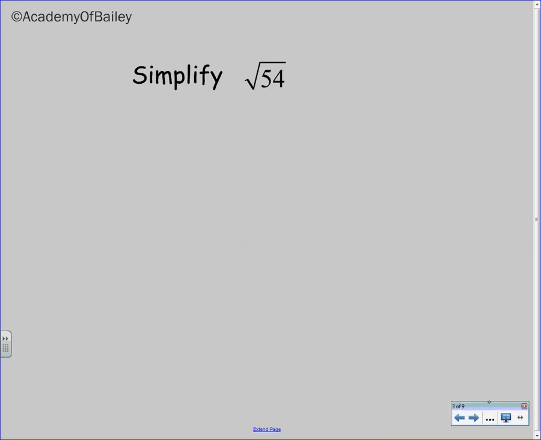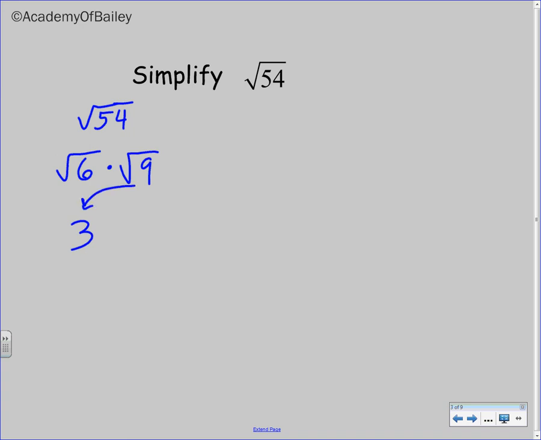Square root of 54. Well, square root of 54 breaks down into the square root of 6 times the square root of 9. Well, 9 is a good one for us, right? That's a perfect square. What's the square root of 9? 3. And what's the square root of 6? There is no perfect square that goes into the square root of 6. 4 does not go into 6, and 9 is too large.